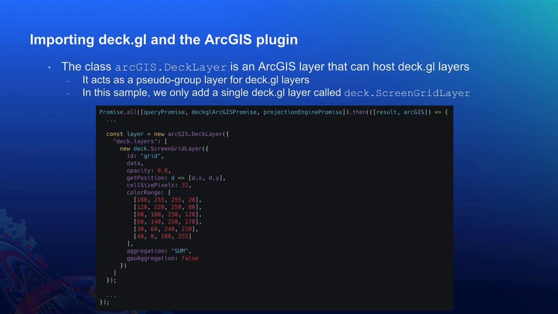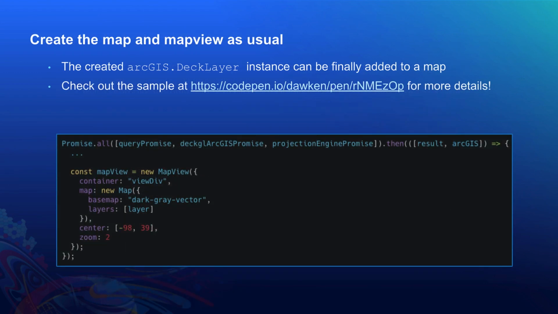The most important property that we must define when creating a screen grid layer is the getPosition method, which must map an Esri point geometry object to a longitude-latitude pair, which is what deck.gl expects. The instance of ArcGIS deck layer can now be added to a map. It will behave just like any other ArcGIS layer, but we'll use deck.gl internally to render a screen grid layer. The sample is available on CodePen. Check it out for more details.